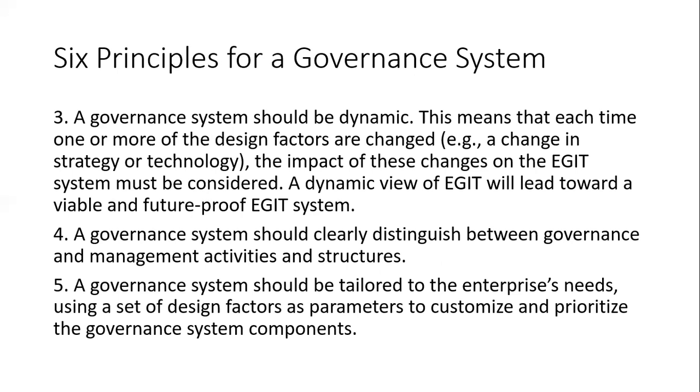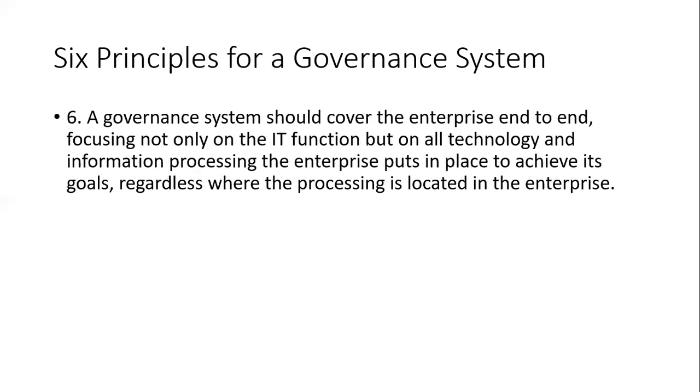So your COBIT implementation, your governance system, must be such that it will meet your particular needs as an organization. And number 6, a governance system should cover the enterprise end to end, focusing not only on the IT function, but all technology and information processing the enterprise puts in place to achieve its goals, regardless of where the processing is located in the enterprise. Don't make the mistake of focusing only on your data center. Everywhere there is information, like I said in the first video, make sure your governance system covers it. That's what that is saying, end to end.